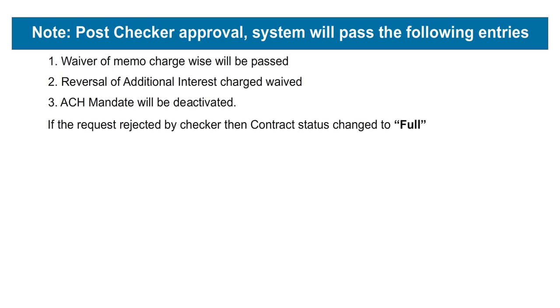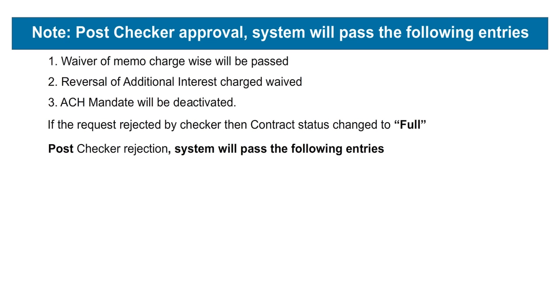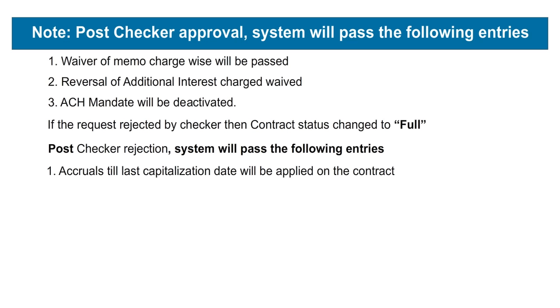If the request is rejected by the checker, then the contract status changes to full. Post checker rejection, the system will pass the following entries. Approval till last capitalization date will be applied on the contract. PDC or ACH will be restarted for future dates.